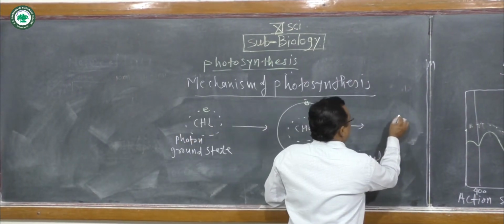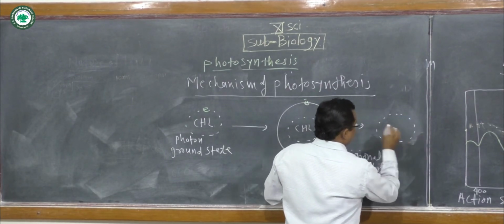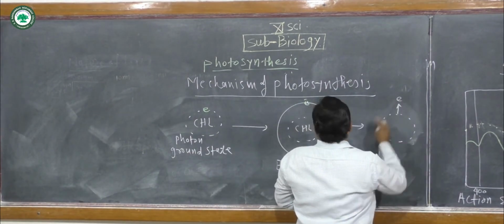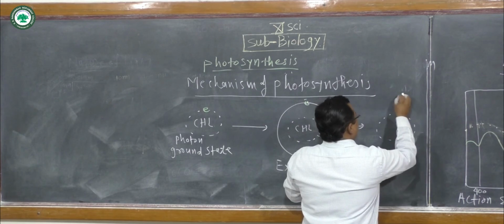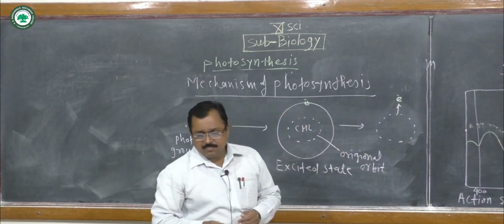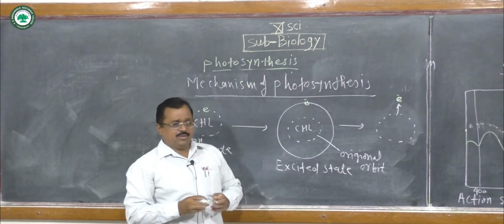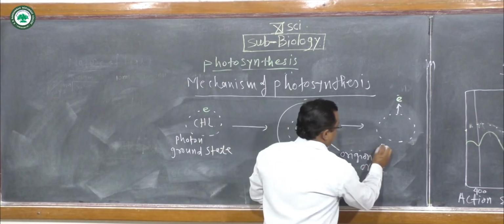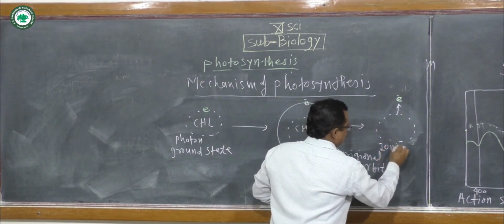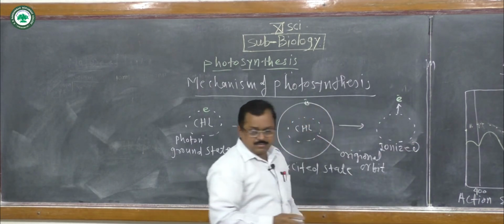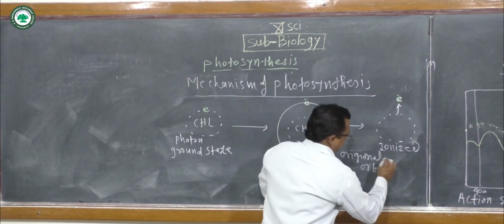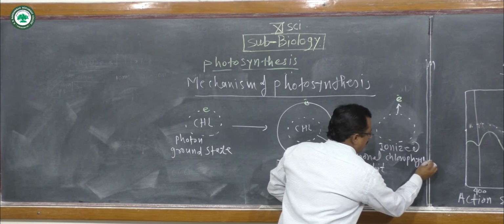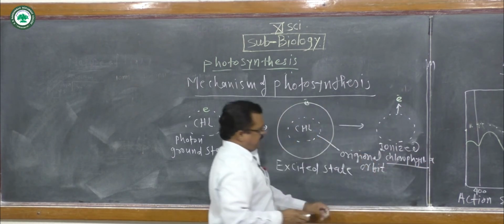when utilized, for what? For photosynthesis. The released energy rich electrons are utilized for photosynthesis, for synthesis of energy. Then the chlorophyll molecule comes to its original position, that is the ionized state, ionized chlorophyll A, ionized state.